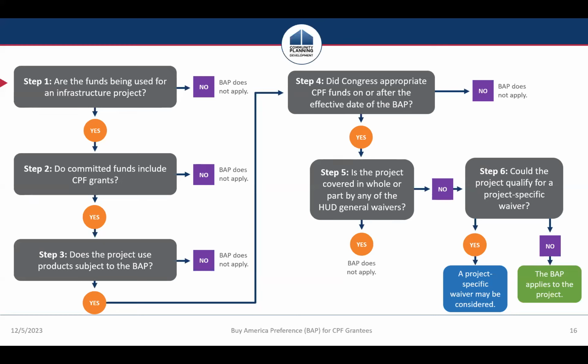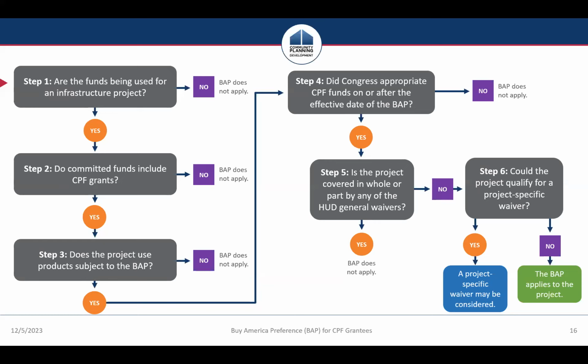Step three, is the project using products that are subject to the BAP? Is it using iron and steel, manufactured products, construction materials? If no, the BAP doesn't apply. If yes, I'm moving on to step four.